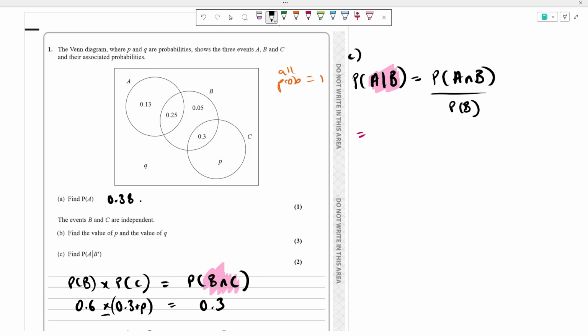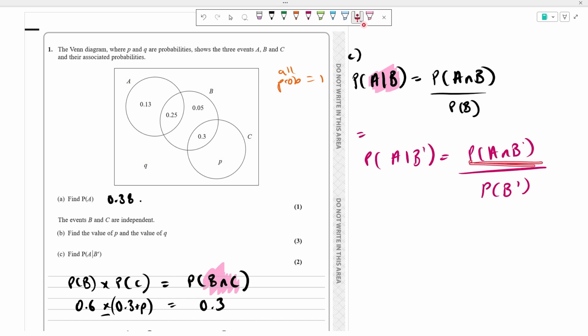So the probability that A given not B is the same thing as the probability of A and not B divided by the probability of not B. Cool. Now we need to find out essentially what this is. I think a good place to start is thinking about where B prime, or not B, is. I'll just be using the terms interchangeably. They're the same thing.